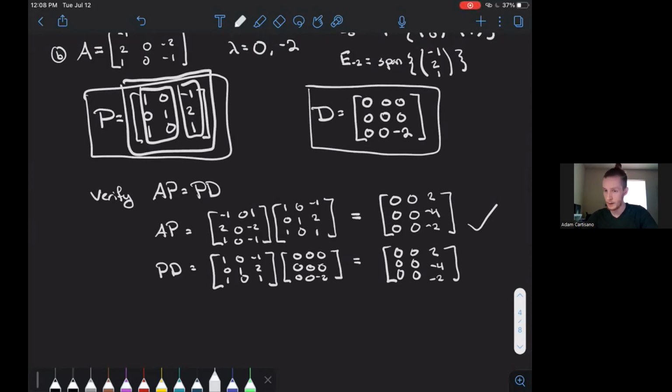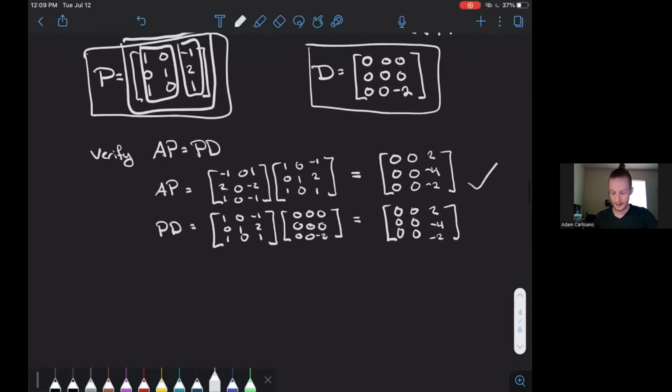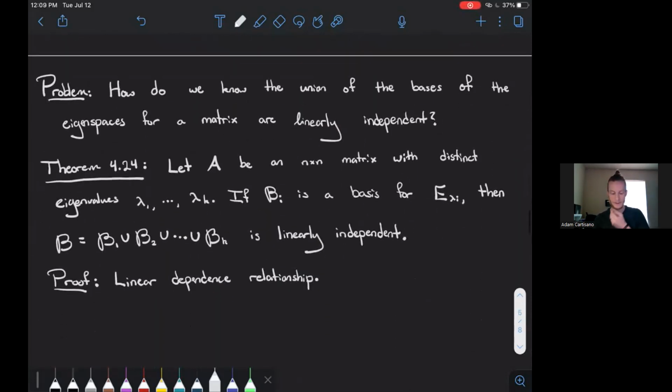In fact, in order to verify that these columns are linearly independent, you need to do a linear dependence computation, right? C1 times the first vector, C2 times the second, C3 times the third. Solve the homogeneous system and prove that the corresponding matrix is full rank, so that the system is consistent with no free variables, right? Unless you want to do that every time, we need a theorem that says that this will always work. And so we do have a theorem for that.